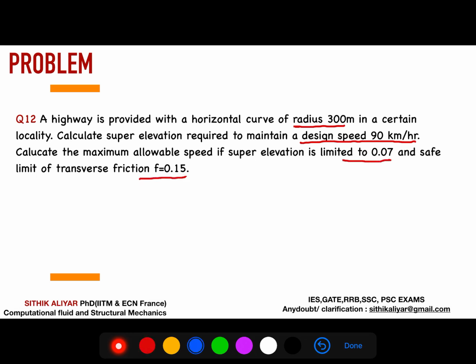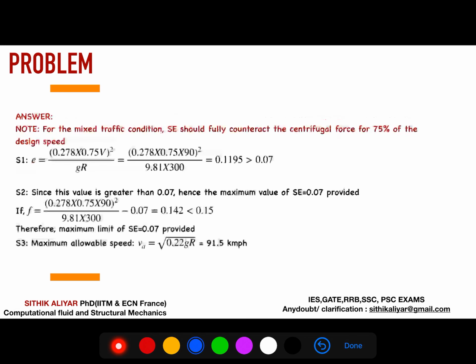The first question is to calculate the super elevation if they want to maintain the design speed of 90. And they have also asked, if the maximum super elevation is limited to 0.07, to determine the maximum allowable speed. So okay, let's do the question.